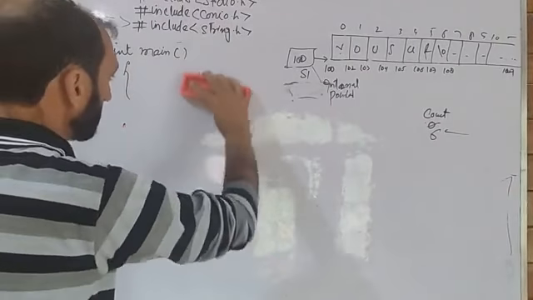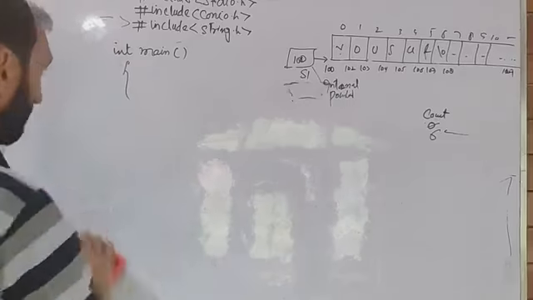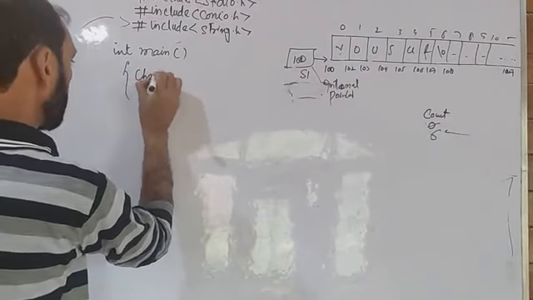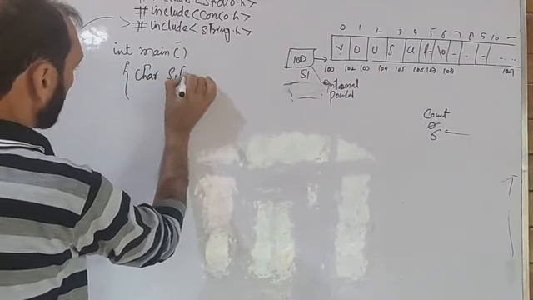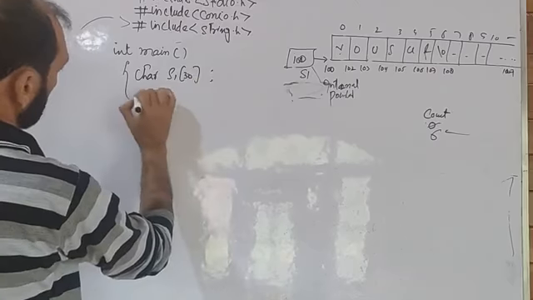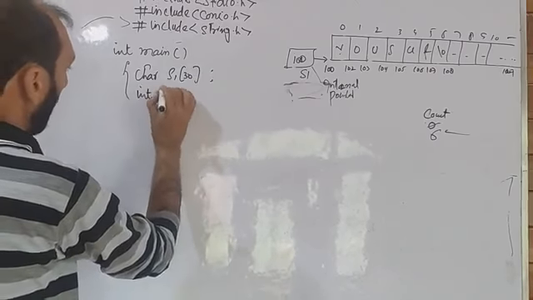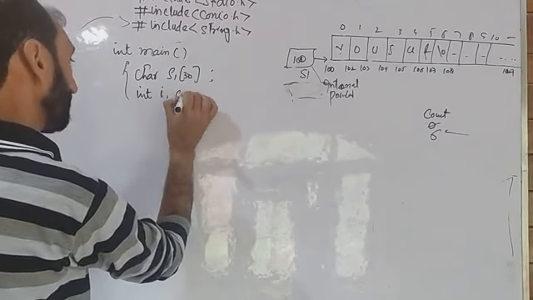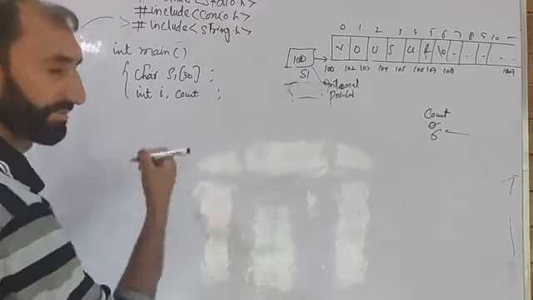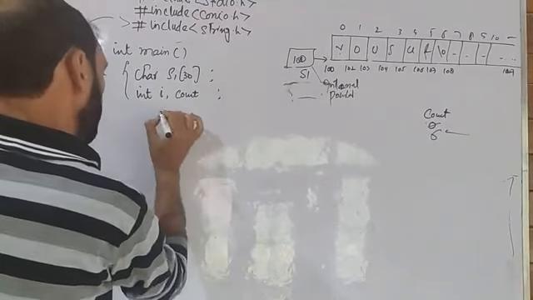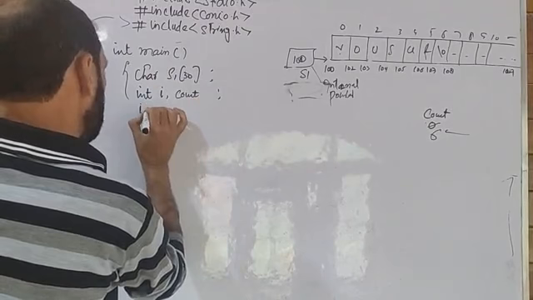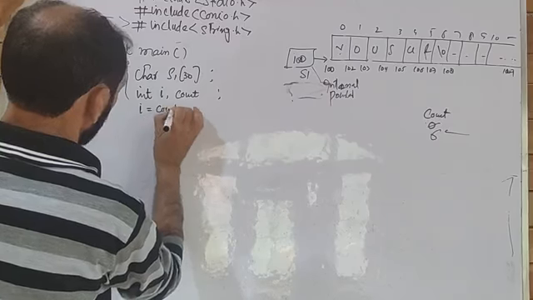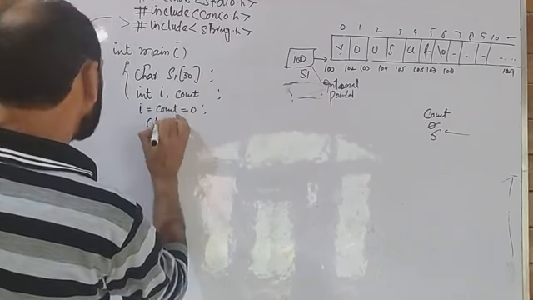For example, here I will write: a string s1 of 30, and the variables I and count. I equal to count equal to 0. Clear screen.